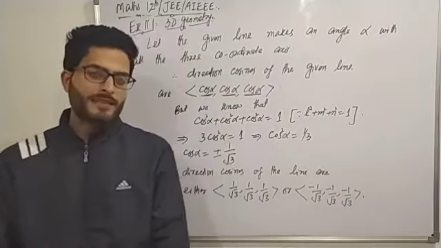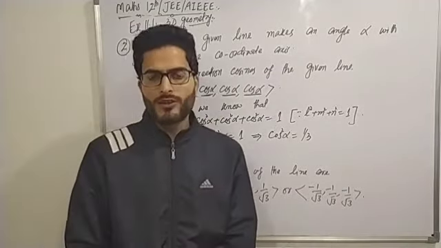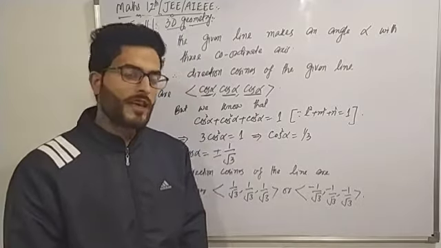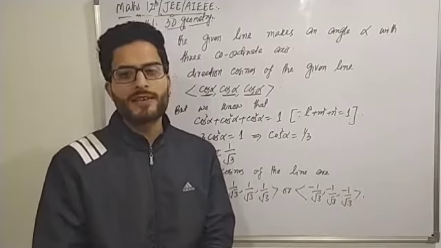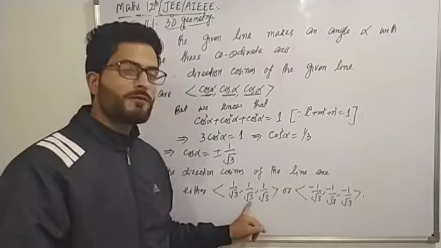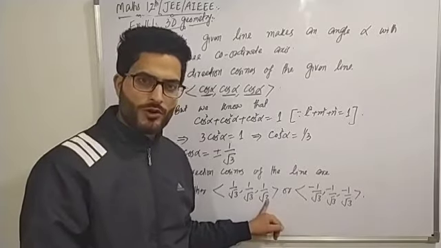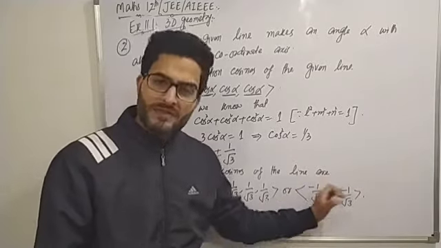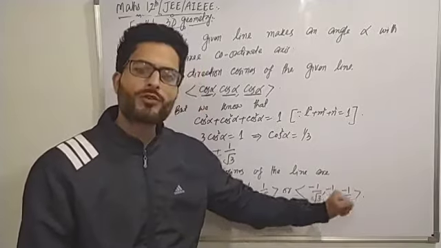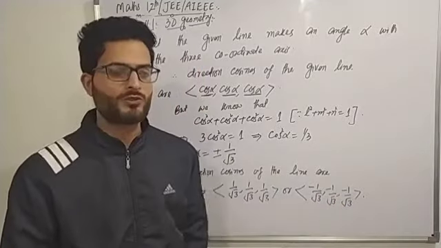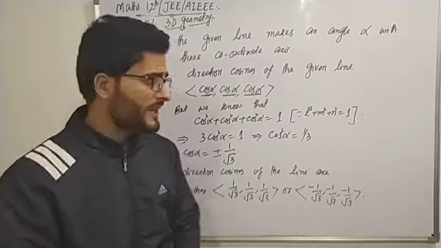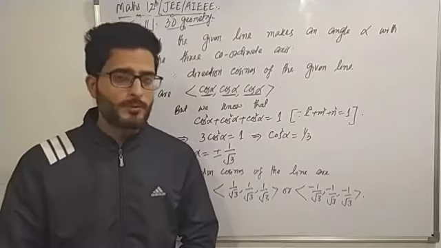So when a line is equally inclined with all the 3 coordinate axes, then we can say that its direction cosinus are of the form 1 by square root 3 1 by square root 3 1 by square root 3 ordered triple, or of the form minus 1 by square root 3 minus 1 by square root 3 minus 1 by square root 3. So we have obtained the direction cosinus. So all about question number 2 of this exercise.